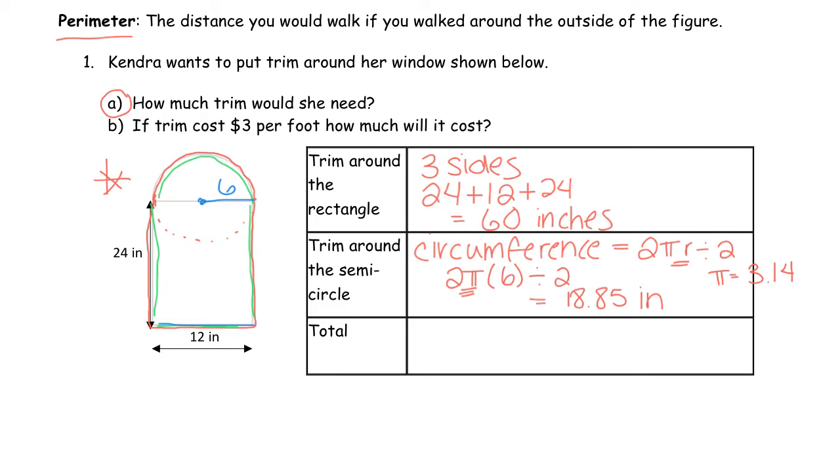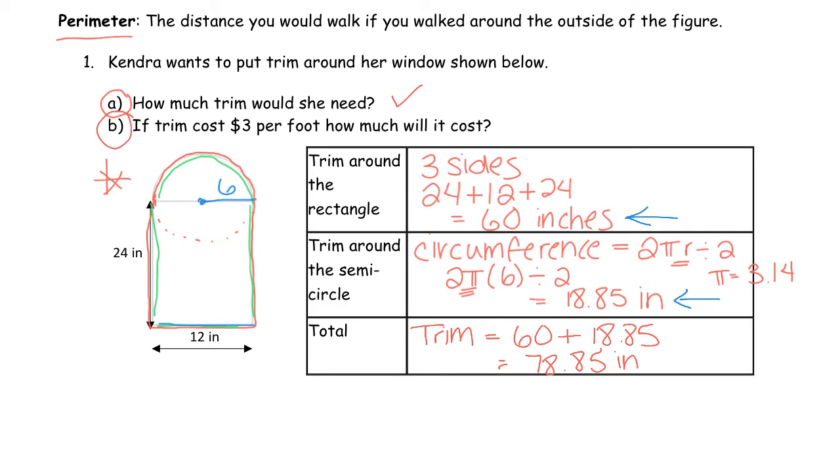So then when I take a look at the total all the way around that window, all I'm doing is adding my 60 inches here and my 18.85 inches here. So I have that rectangular piece and then that half a circle, and I'm going to add them together. So the trim amount would equal 60 plus 18.85. And so we get 78.85 inches all the way around. Okay, and so that answers question A for us.